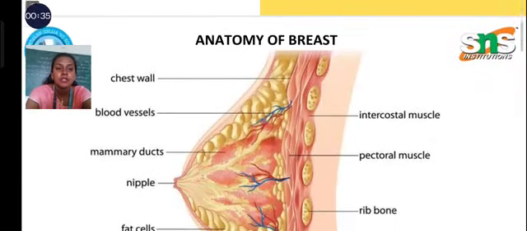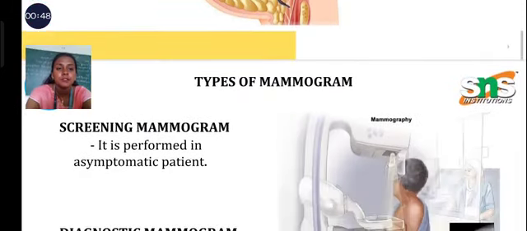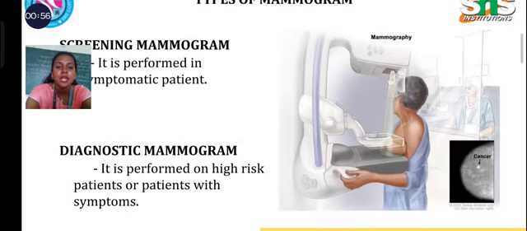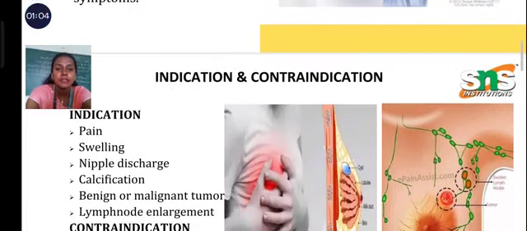Anatomy of the breast looks like this. It consists of the chest wall, blood vessels, mammary ducts, nipple, fat cells, intercostal muscle, pectoral muscle and rib bone. Types of mammogram: screening mammogram and diagnostic mammogram. A screening mammogram is performed in asymptomatic patients, and a diagnostic mammogram is performed on high-risk patients or patients with symptoms.